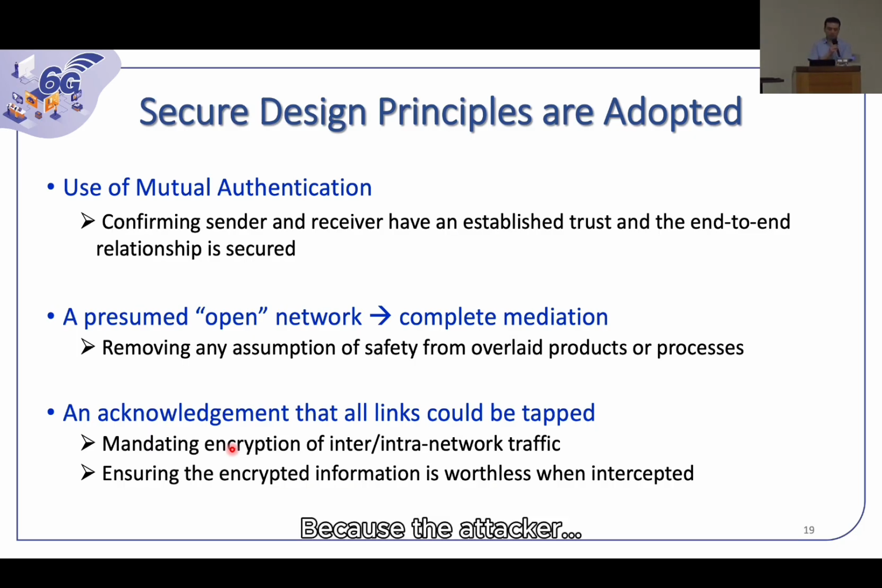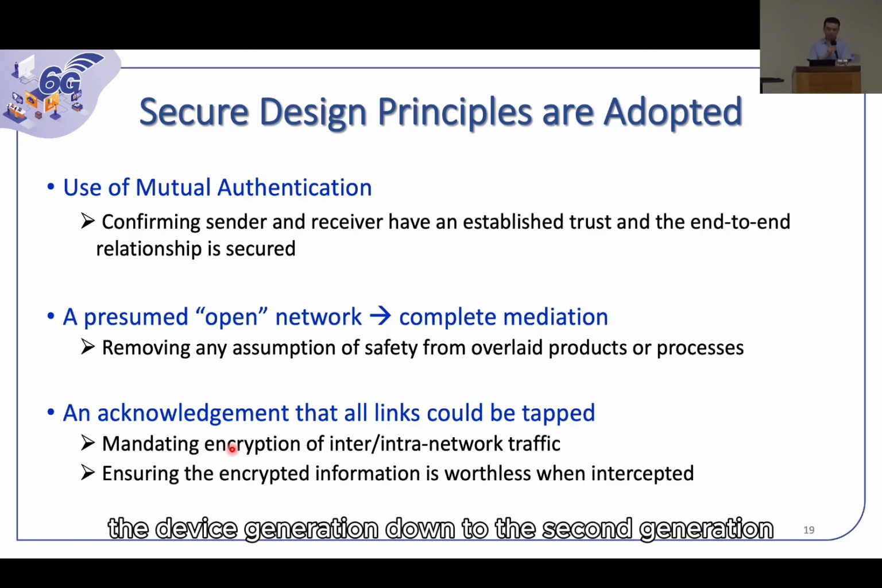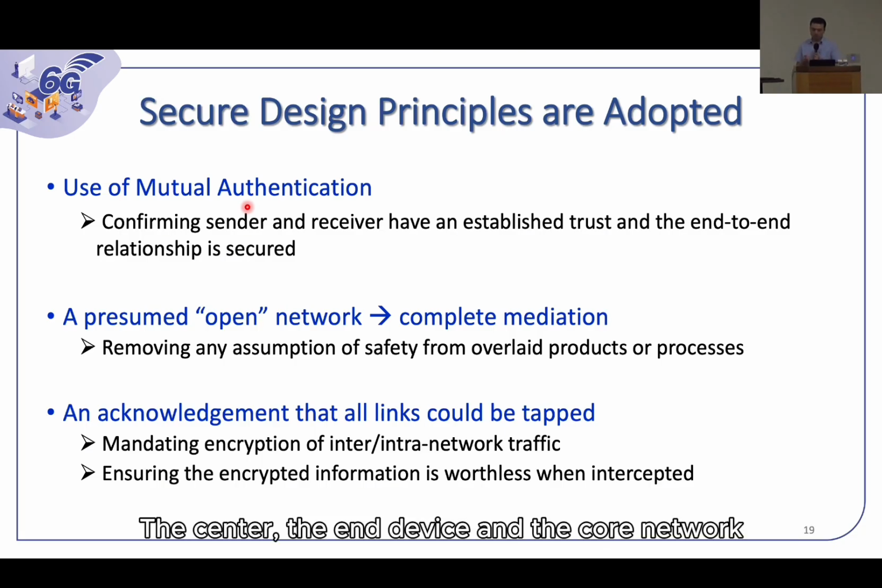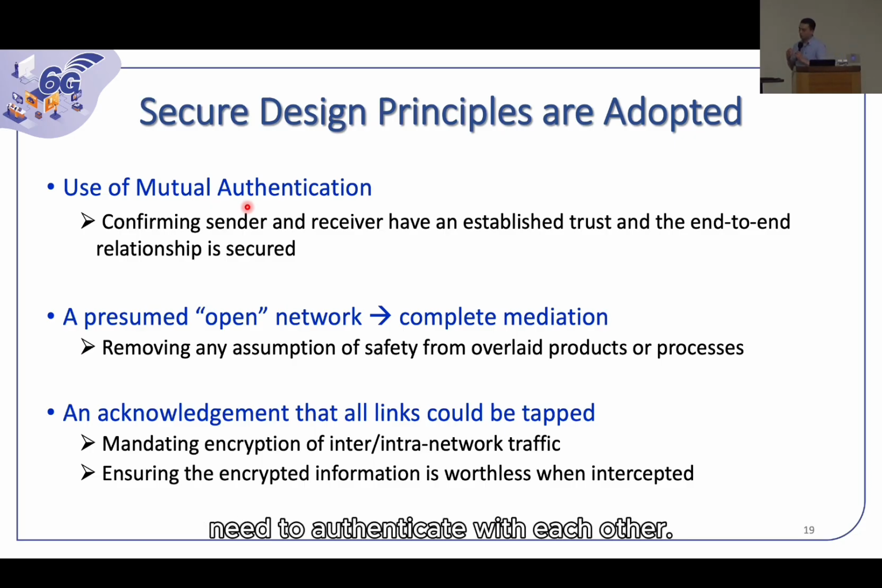Okay, because the attacker can try to use some signal spamming, let the device downgrade the device generation down to the second generation, so that the device can be fooled by the infrastructure. Okay, because in second generation we only have the one-way authentication. Okay, since the third generation we have the mutual authentication. So in 5G network we still follow this design principle. Okay, the sender, the end device, and the core network need to authenticate with each other.